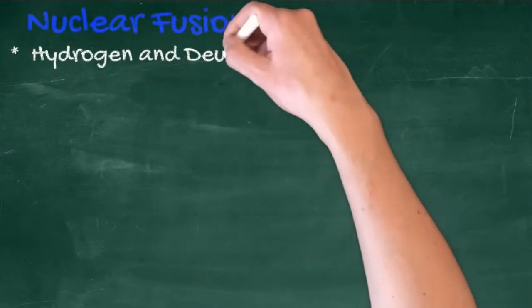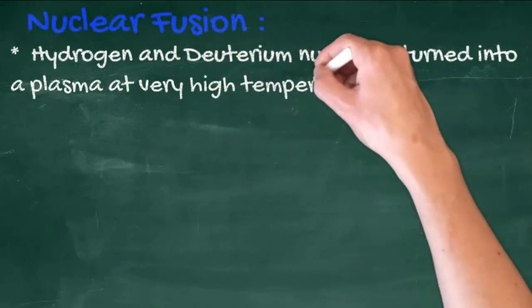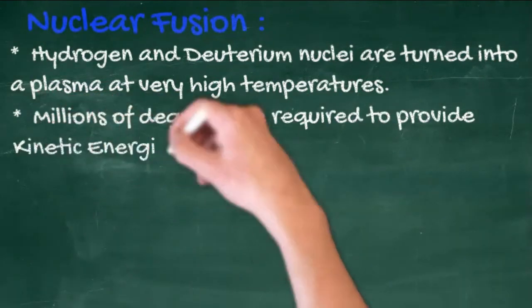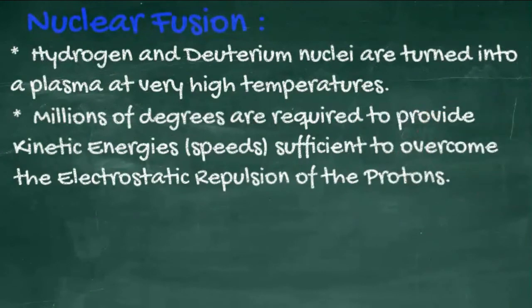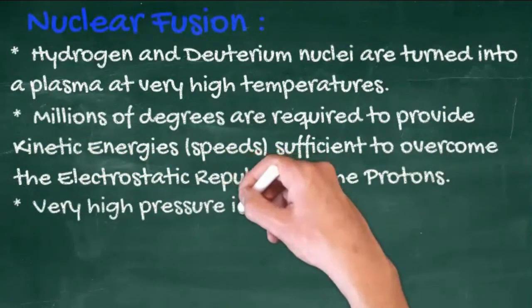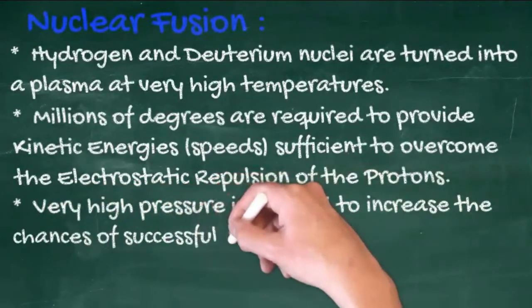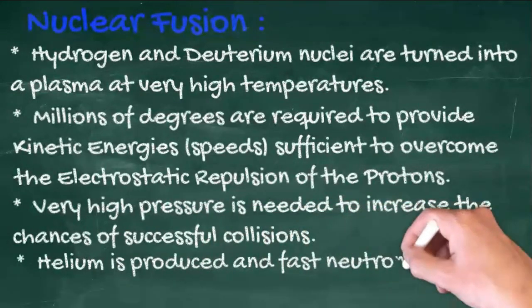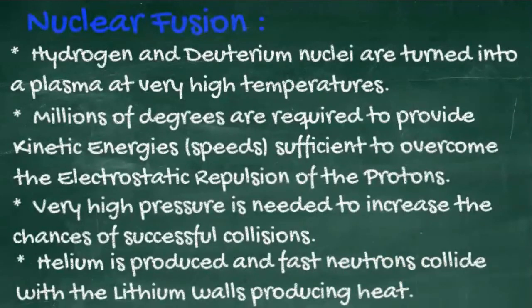Hydrogen and deuterium nuclei are turned into a plasma at very high temperatures. Millions of degrees are required to provide the kinetic energy, or the speeds, sufficient to overcome the electrostatic repulsion of the protons. Very high pressure is needed to increase the chances of a successful collision. And then the byproduct is helium and fast neutrons which collide with the lithium walls, producing heat.